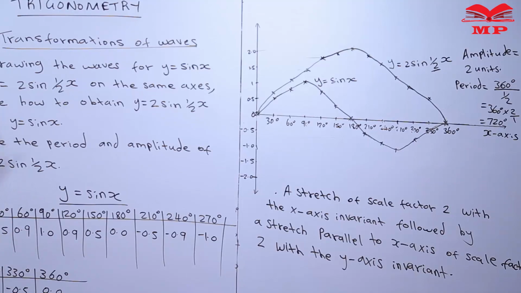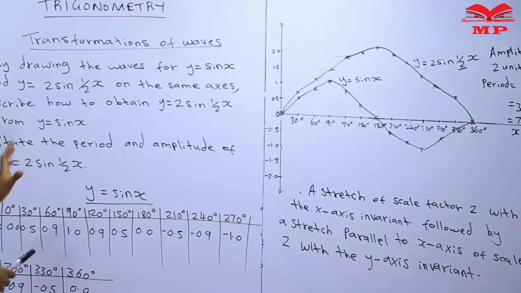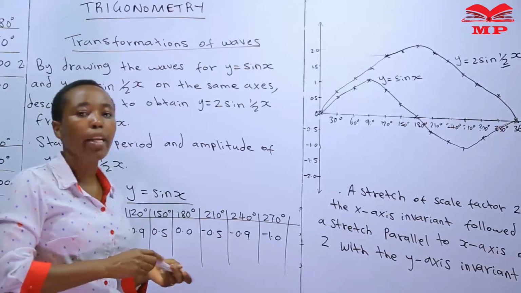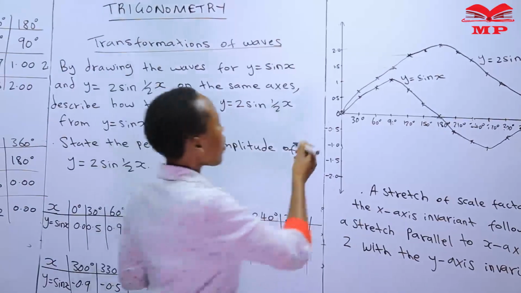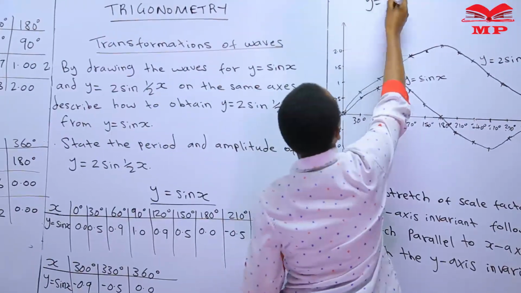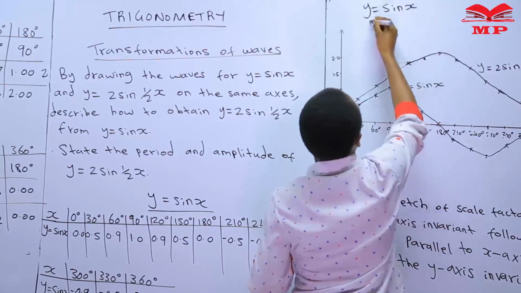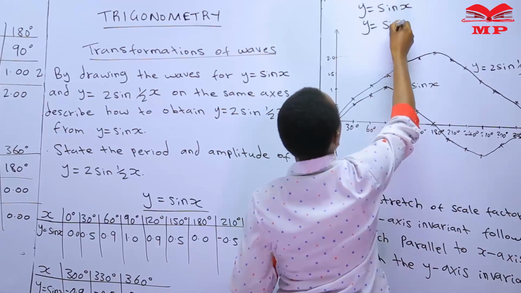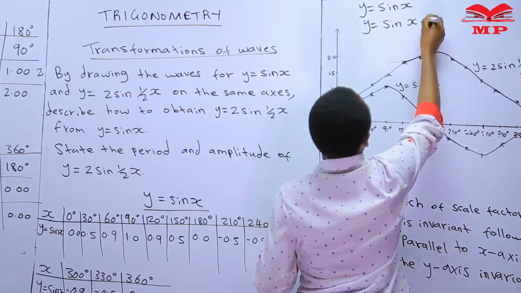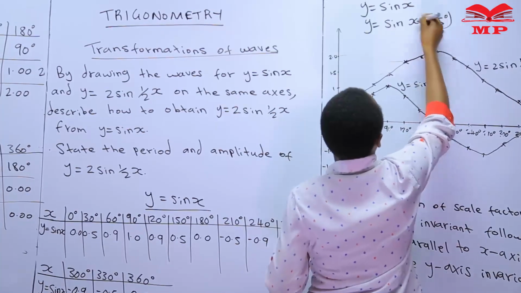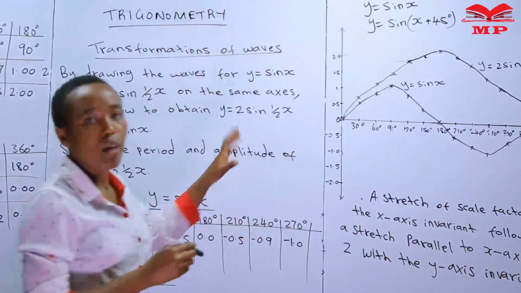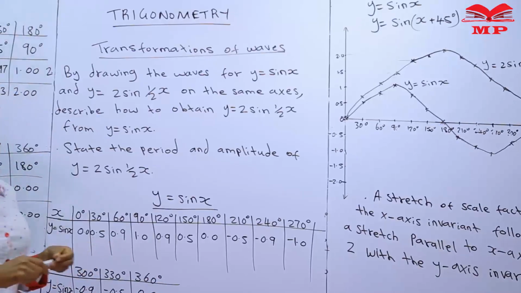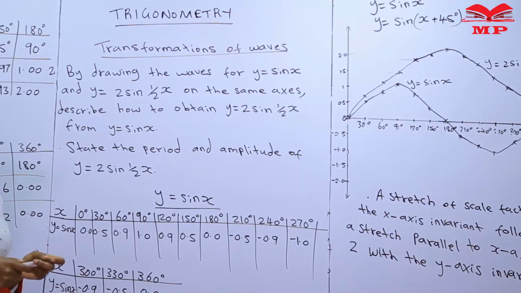So those are some of the transformations of waves. We'll also look at more examples whereby we have an equation like, for example, y is equal to sine x, and another one, y is equal to sine x plus something like 45 degrees. We'll also come to that, whereby we'll be able to describe that transformation.